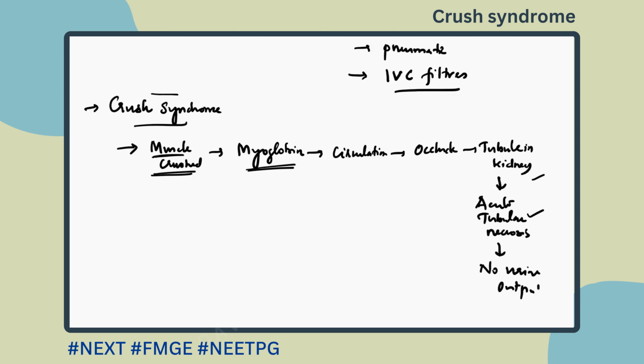Clear? In another mechanism, when a muscle gets crushed, can anyone tell me what is the ion which is more inside the muscle? What is the electrolyte which is more inside the muscle? And what is the electrolyte which is more outside the muscle? Sodium is more outside the muscle. And what is inside the muscle? Potassium is more inside the muscle. So when a muscle gets crushed, potassium is released into the blood vessel. So there is increased potassium in circulation, resulting in what? Hyperkalemia.